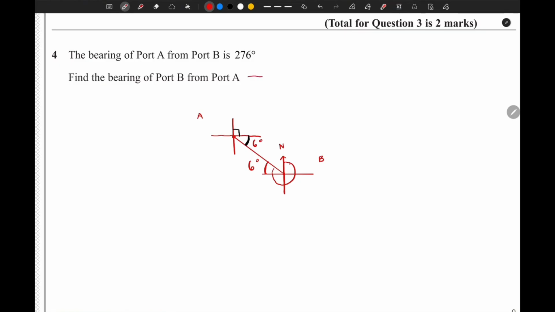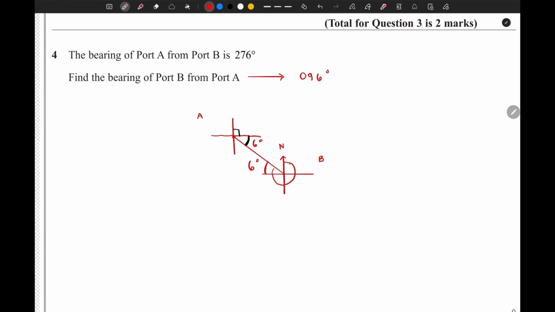So the required bearing would be 96 degrees. But the thing is that you cannot write a bearing as 2 digits only. You need to write it in 3 digits. Well, this is acceptable, but it's preferred that you write it in 3 digits. So just add a 0 at the front. So it will be 096 degrees.